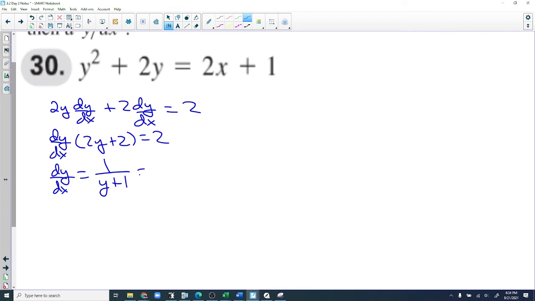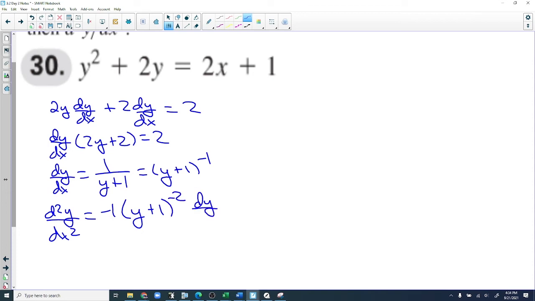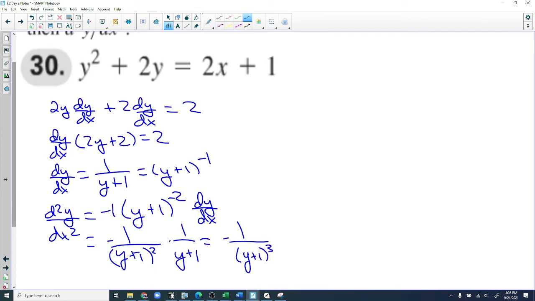Well, this is equal to (y plus 1) to the negative 1, so I'm not going to use the quotient rule on this for the second derivative. I'll just use the power rule. (y plus 1) to the negative 2, but now times the derivative of the inside, which is 1, but I just took the derivative of y, so we have dy/dx. That's negative 1 over (y plus 1) squared, but dy/dx is 1 over (y plus 1). So negative 1 over (y plus 1) to the third power.